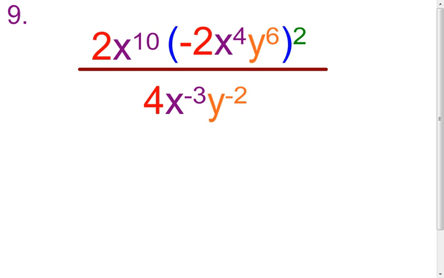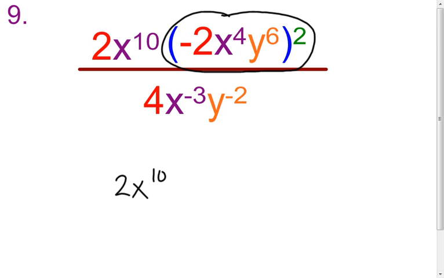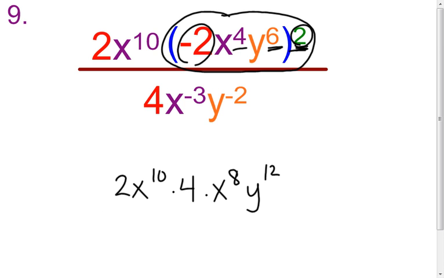All right, we're almost there. I do want to deal with exponents first. So I do need to deal with this quantity first. So on the top, I have this 2x to the 10th. Then I have negative 2, which I will square. Negative 2 times negative 2 becomes 4. And then x to the 4 times 2 becomes x to the 8th. And then y to the 6 times 2 becomes y to the 12th. On the bottom, this is what I have. I haven't touched anything yet.